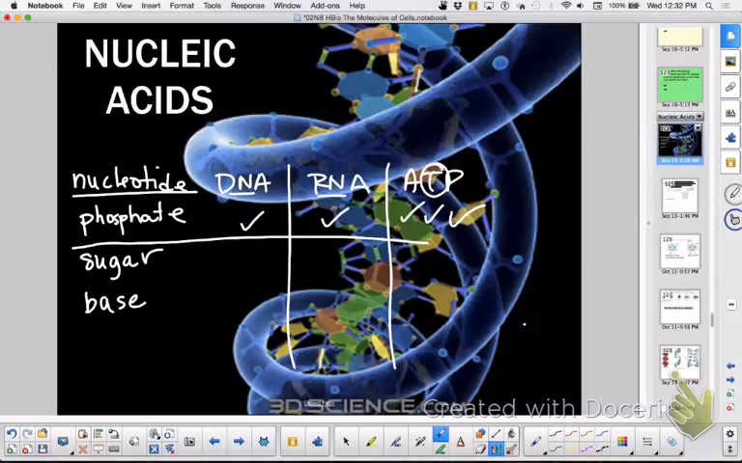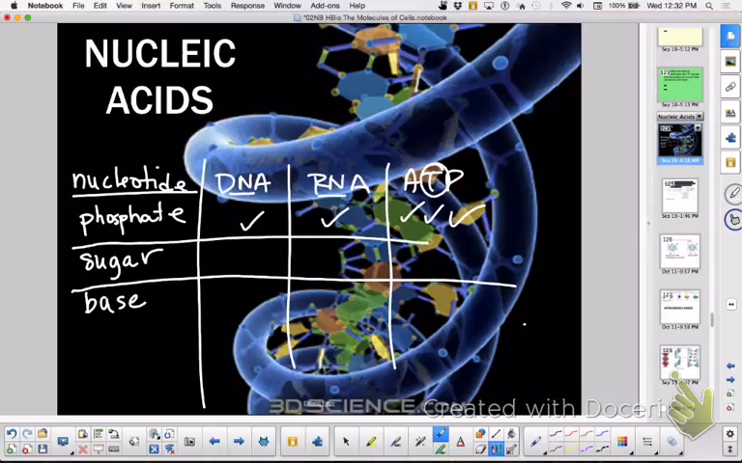Okay. What about the sugars? Are the sugars the same? What do you have in DNA? Deoxyribose, hence the name DNA. And in RNA you have ribose. What do you have in ATP? It is ribose.